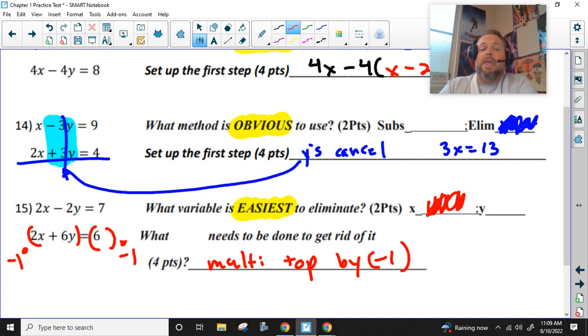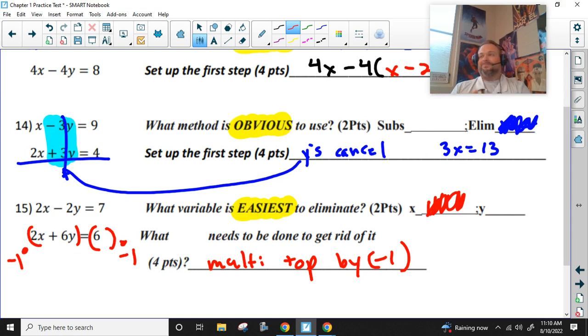Okay. So guess what? Some people will actually agree with you that the Y is easiest to eliminate. So if you pick Y, what would you have to do to eliminate the Y? Exactly. As long as you pick which variable you choose, the second part of this question should be based on it. This is one of these where the correct answer depends on how you think.